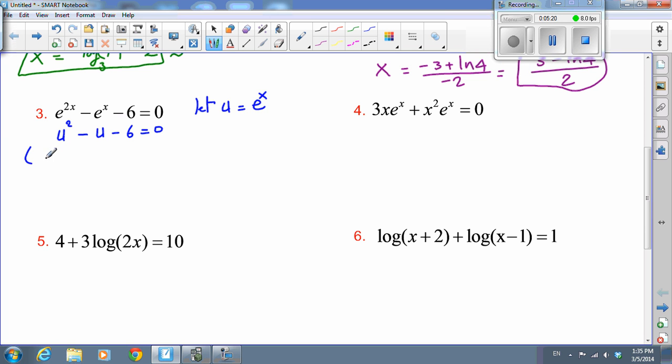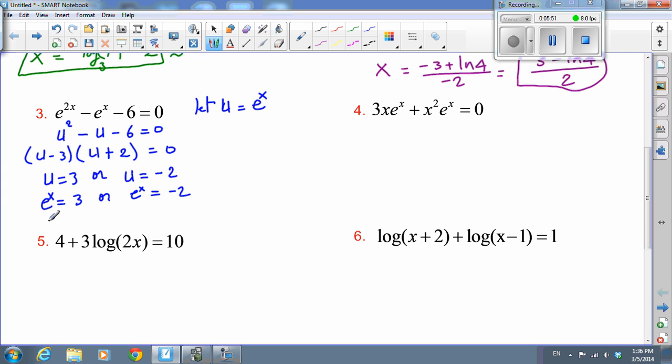And I can factor this by saying it is (u minus 3)(u plus 2) equal to 0. Solving this will give me u is equal to 3 or u is equal to negative 2. So at this point, I will change the base back to e, to say e to the power of x is equal to 3 or e to the power of x is equal to negative 2.